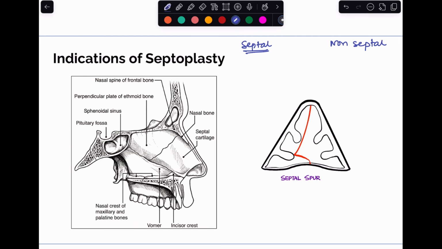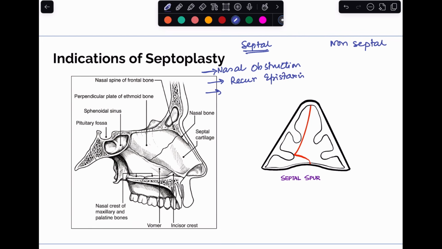For every case of deviated nasal septum, or DNS, that comes to you, you do not just perform septoplasty, because DNS is very common in most patients. If the DNS is not causing any issue to the patient, then we do not perform septoplasty. But in which cases will we perform septoplasty? First of all, if the patient is complaining of nasal obstruction on one or both sides. If a DNS is causing nasal obstruction on one or both sides, that's our first indication of septoplasty. Second indication is recurrent epistaxis because of the spur.